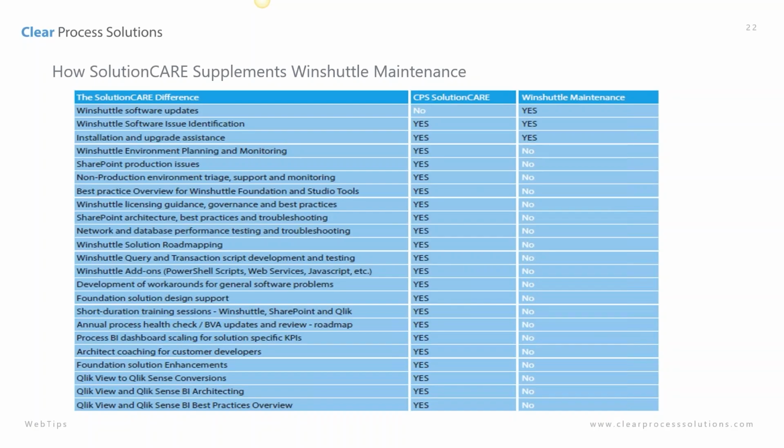It could be on, maybe you just need help doing a recording. Maybe you need help with your SharePoint production issues. Or maybe you need just to understand what your WinShuttle solution roadmap is. What new projects could you bring on? What different ways could you use the tool to help you with process improvements at your company? So this is just a list of different things we can do for you. If you're interested, again, you can always reach out to the info at Clear Process Solutions, and we can get you connected if solution care is something that you are interested in.